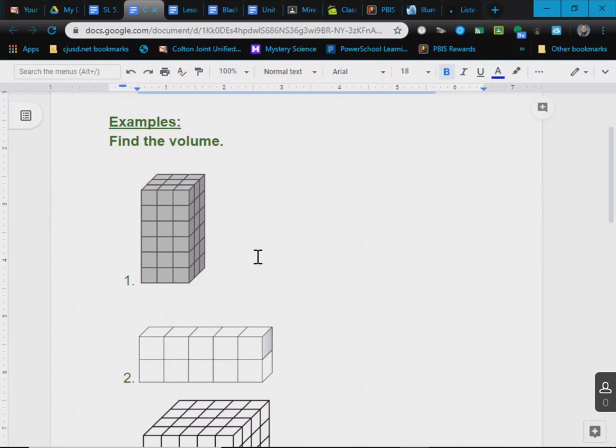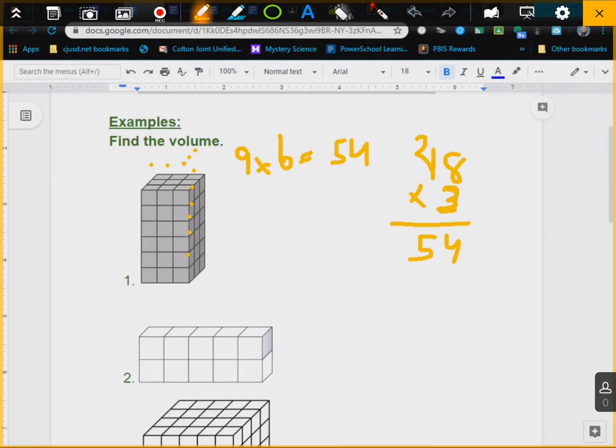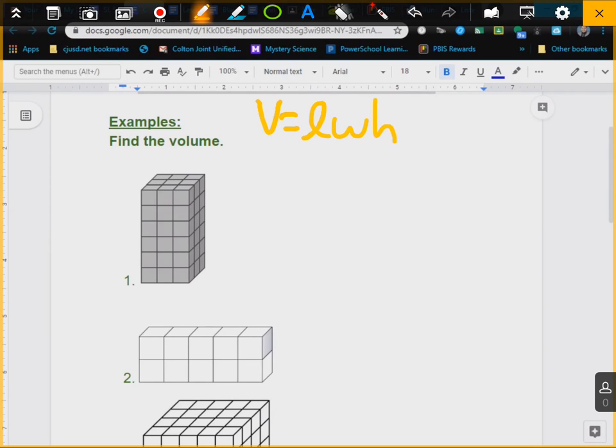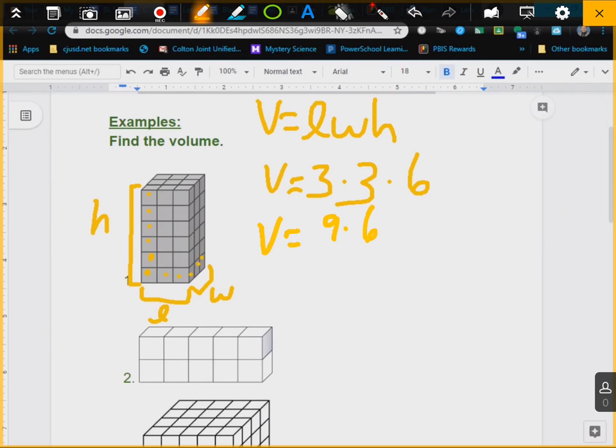So let's look here. I know volume equals length times width times height. So the length is 1, 2, 3. The width is also 1, 2, 3, because it's going to be from here to here. This is the length. This is the width. So it's going to be 3. And then from here to here is going to be the height, which is 1, 2, 3, 4, 5, 6. So it's going to be 3 times 3 times 6. I know 3 times 3 is 9, so I'm just going to do 9 times 6, which I know to be 54 cubic units. Or you could put units cubed. That's what the CU stands for, cubic units.